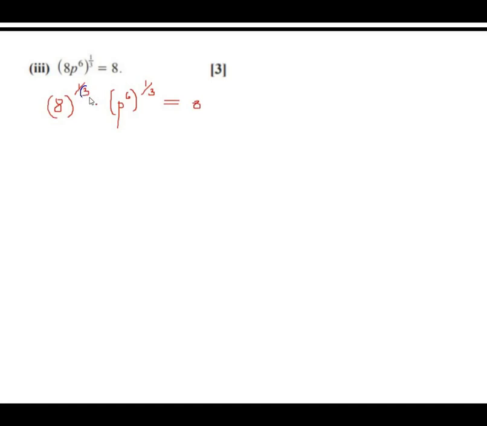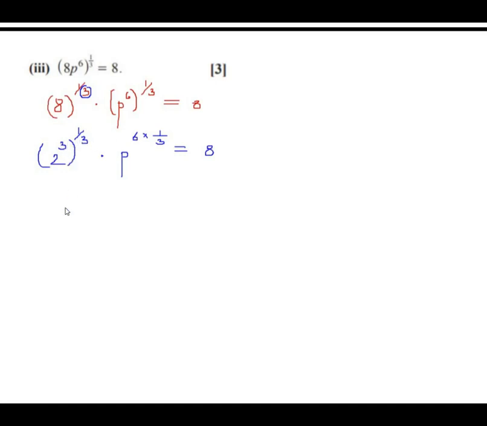Again, we look at the denominator. Think of a number which raised to the power of 3 gives you 8. That is 2. When we cube 2, we get 8. So in place of 8, we write 2 cubed raised to the power of 1 over 3 times t. Here the powers get multiplied. 6 times 1 over 3 equal to 8.